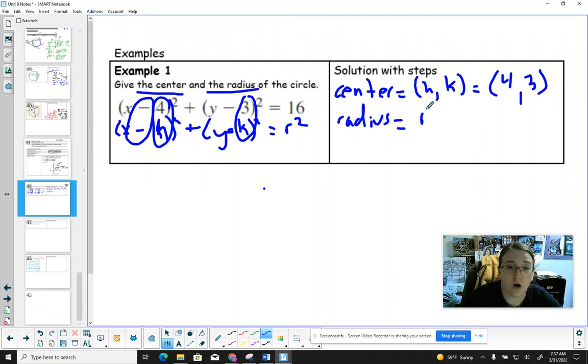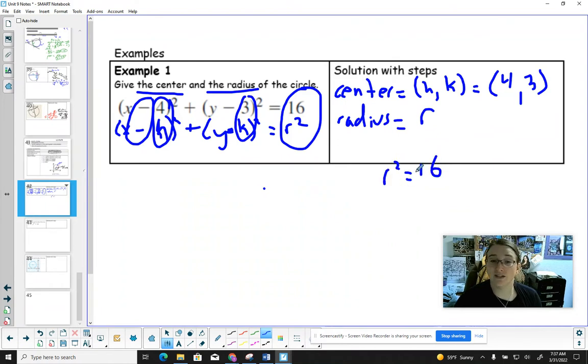Radius is just r. Now, notice at the back end of this equation, we have that r squared is 16. So this 16 is not r. That's r squared. So what you need to do for the radius is if r squared is 16, we need to solve for r. How do we get rid of a square? We square root both sides.